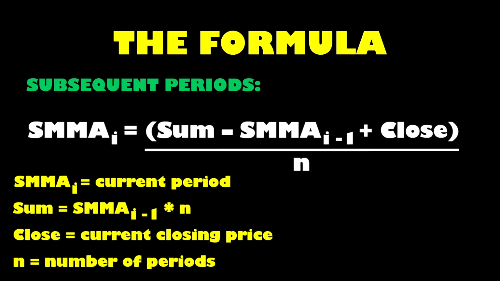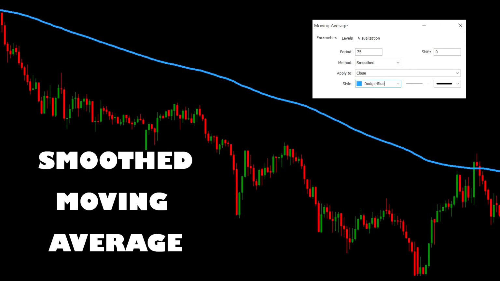After we've worked out that sum, we can then subtract once the previous smooth moving average, and then in its place we can add on the closing price of the current period. Once we have that total figure, we can then divide it by the number of periods for our smooth moving average value. And here's what a typical smooth moving average will come out looking like.